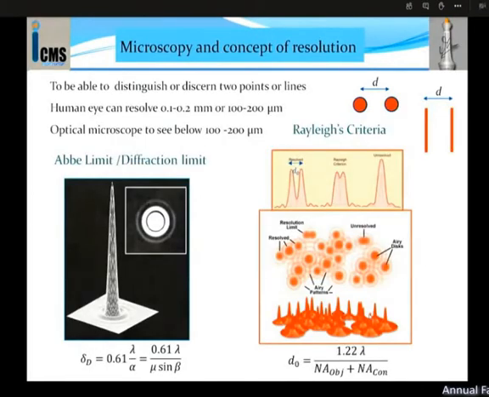So now coming to the microscopy and the concept of resolution. You all know that we define resolution as the ability to distinguish or discern between two points. And you all know the human eye can resolve at most 100 to 200 micrometers, and the optical microscope is used to see features below 100 to 200 micrometers. And if you have an ideal lens, then you image a point.